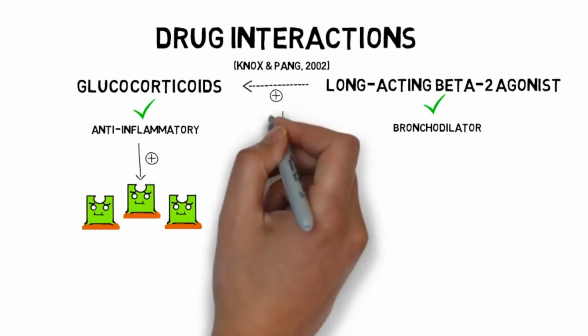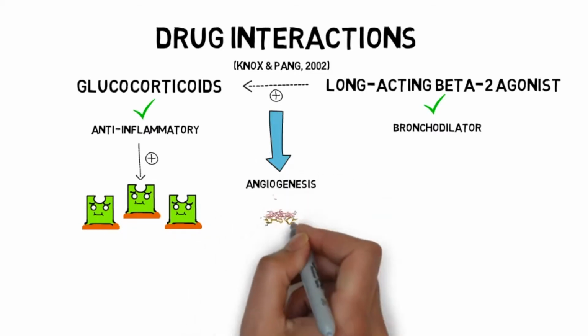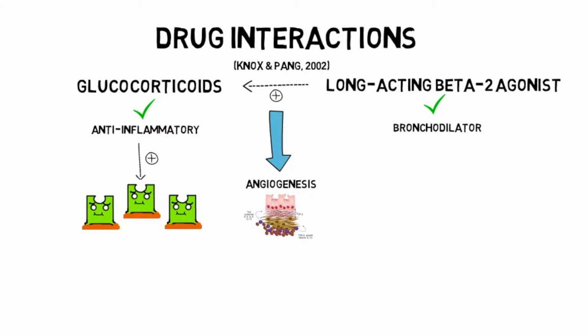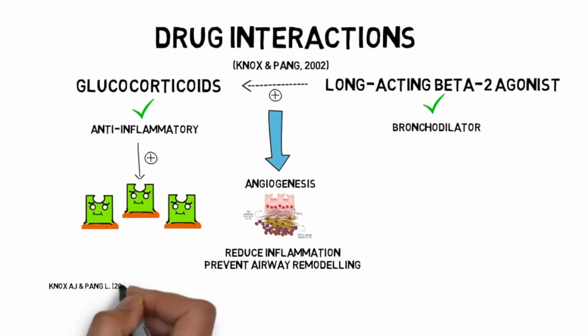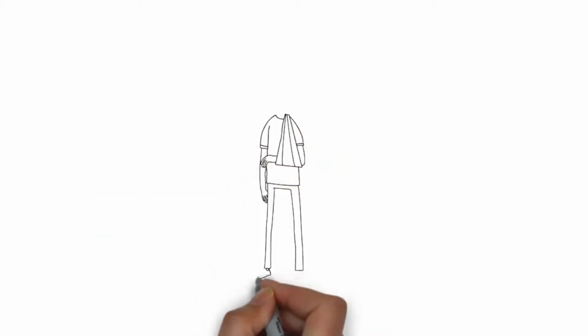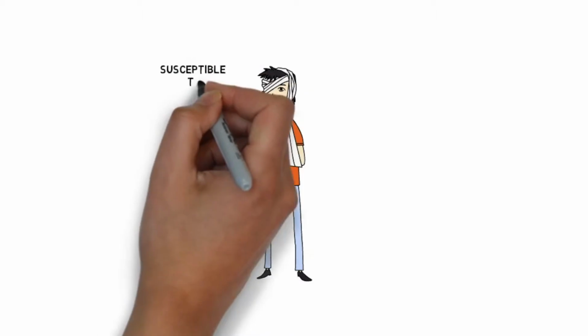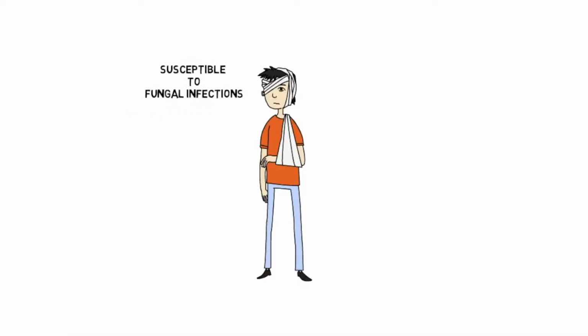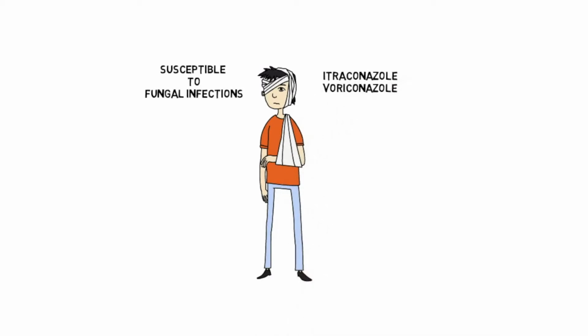Another benefit of the interaction between LABAs and glucocorticoids in asthma is the ability to reduce angiogenesis, a feature of airway remodeling. It is also thought that LABAs potentiate the effects of glucocorticoids in reducing inflammation and preventing remodeling in chronic asthma. Despite the benefits which glucocorticoids exert as anti-inflammatory drugs, patients who are receiving glucocorticoids are susceptible to invasive fungal infections, which are associated with high morbidity and mortality rates.